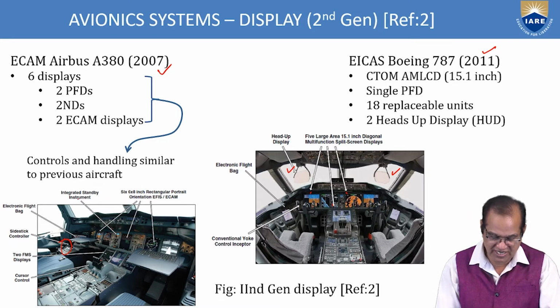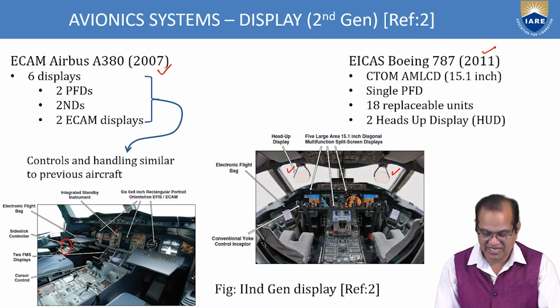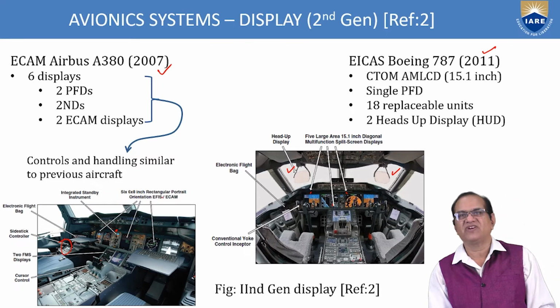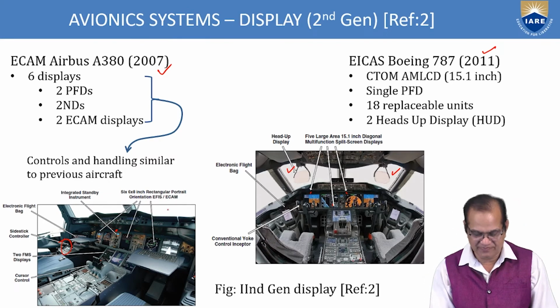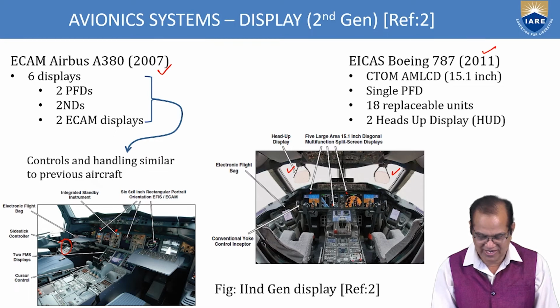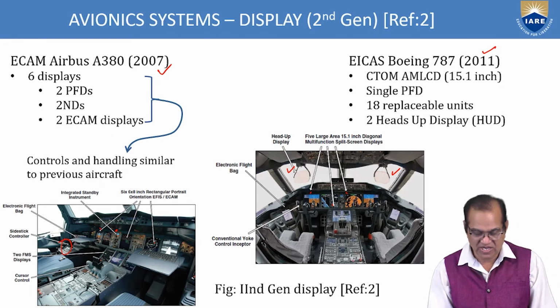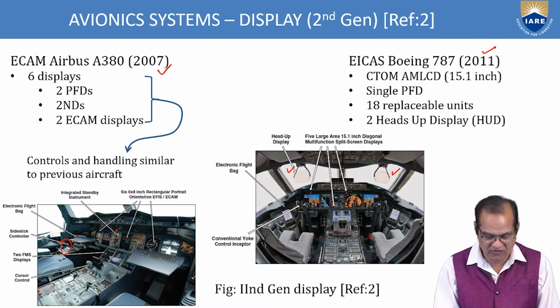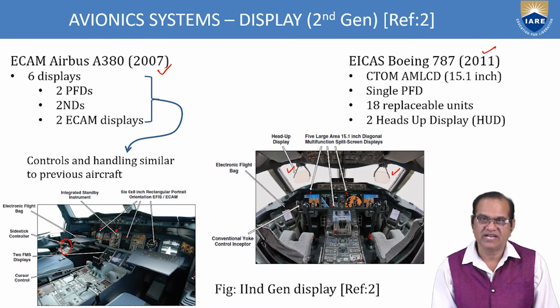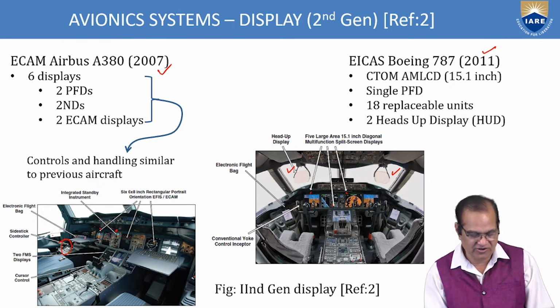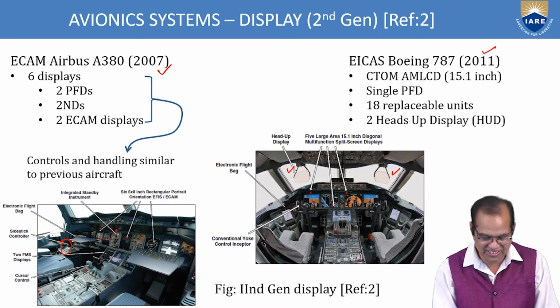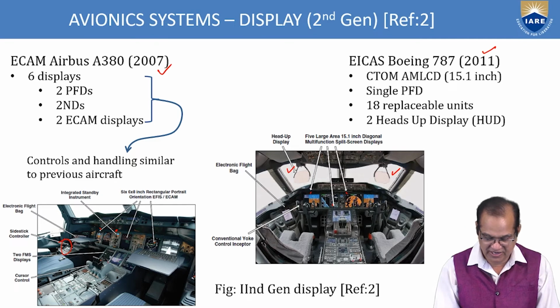In this, if you see here, the integrated standby instrument, then 6 into 8 inch rectangular portrait oriented EFIS ECAM. Here 1, 2 and 3. Then we have the electronic flight bag here. In that, all types of documents are stored electronically. Side stick control, 2 FMS displays. Here 2 FMS, one is this, another is this.